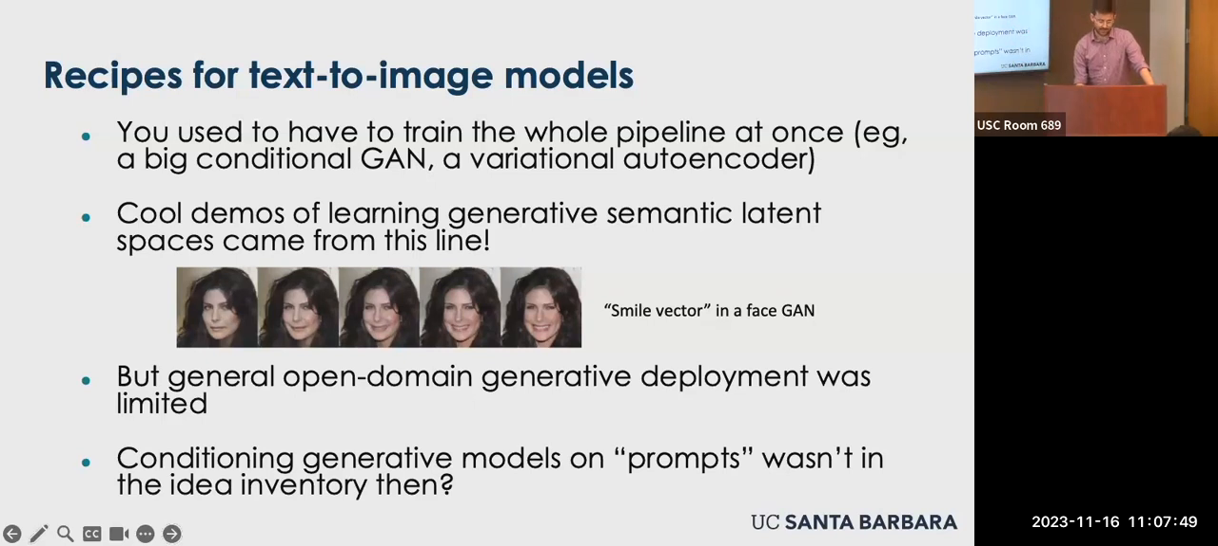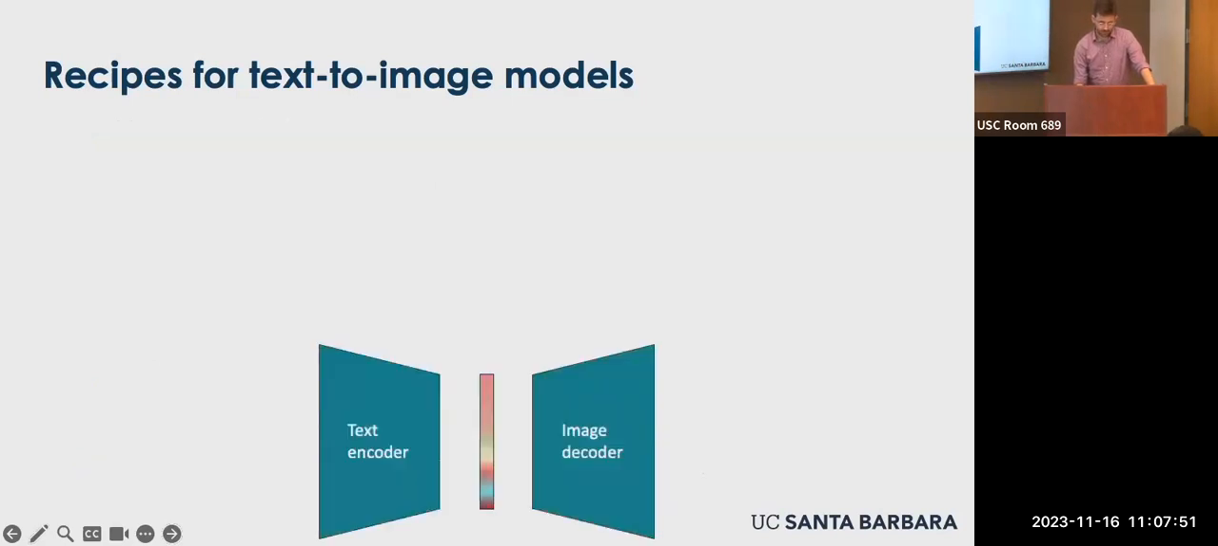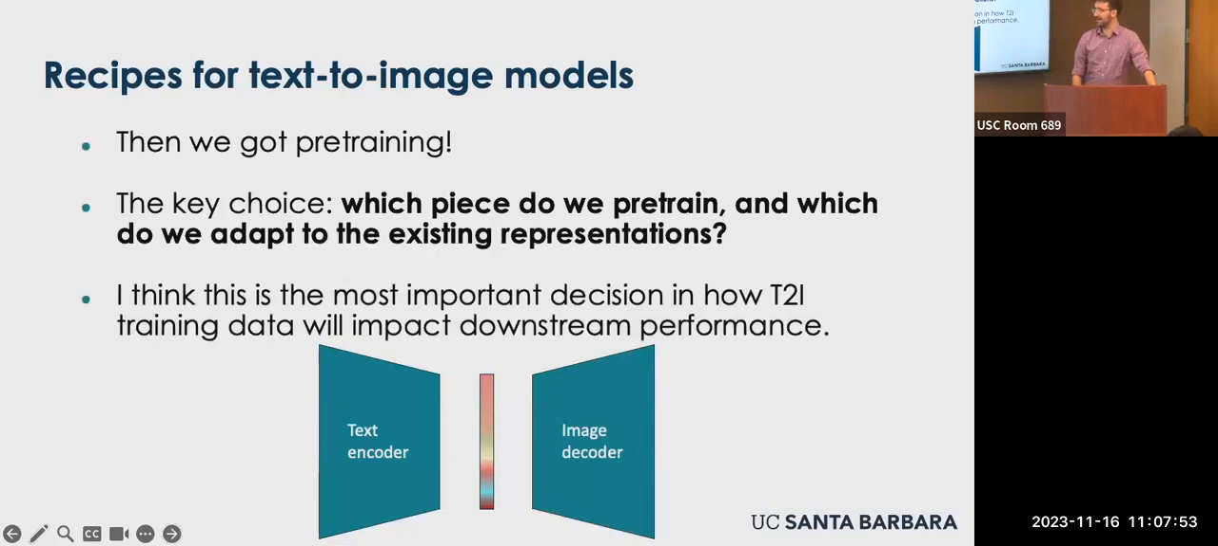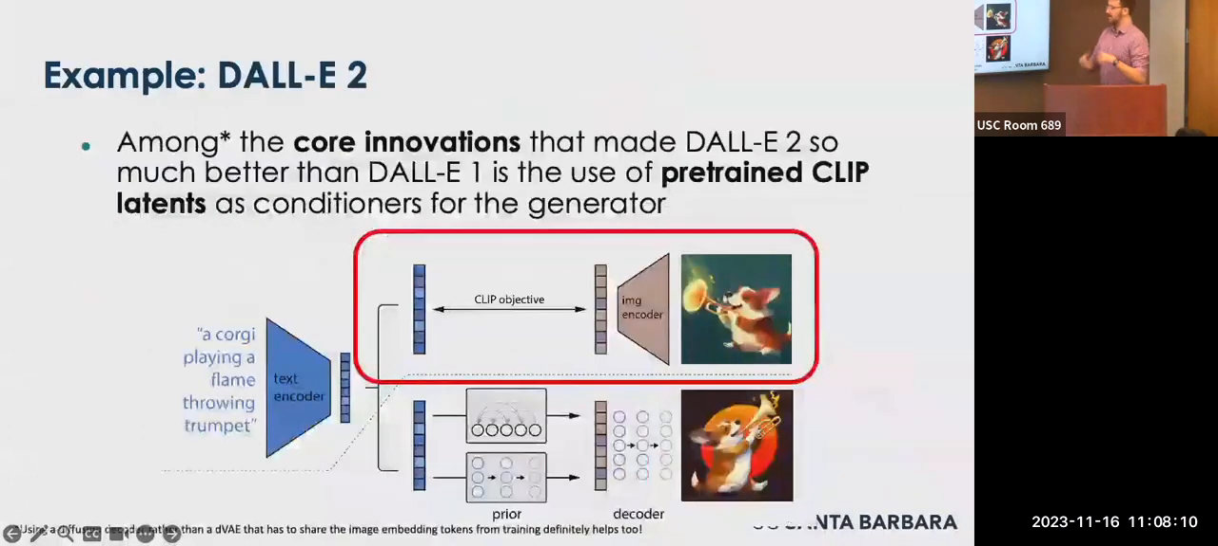So then when we got into the pre-training paradigm, now we can take a pre-trained text encoder or a pre-trained image decoder. And when I compare text image models, the biggest thing that I'm thinking of is which piece is pre-trained and which one is adapted and trained in the supervised learning setting. And when you think in these terms, it becomes very straightforward to compare different models.